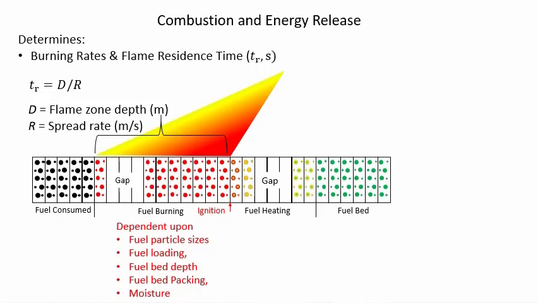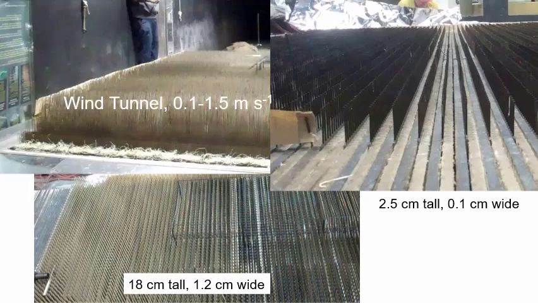Okay, so if a fire is spreading very quickly, but it doesn't have a very long residence time, it might have a very narrow flame zone. On the other hand, if the fire is spreading very slowly, but the residence time is very long, then the flame zone depth can also be very long. So flame residence time is equal to the depth of the flame zone divided by the spread rate, and that gives you seconds. So how do we know what factors affect the residence time and the burning rate?